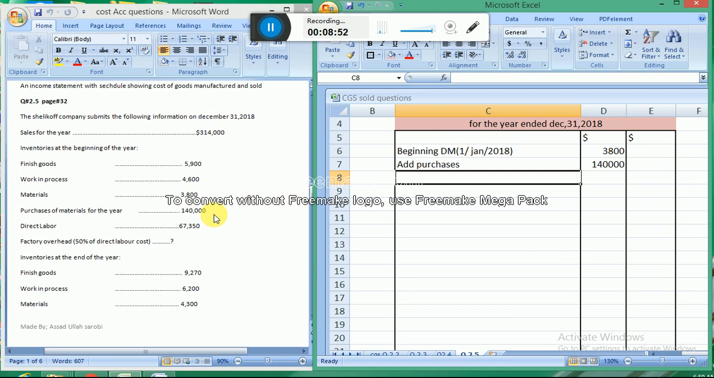When the company purchases the direct material, they are shifting those direct materials to the factory. So some transportation in cost also takes place, which will be added to the purchases amount. If transportation in is given, it will be added to the purchases. But here in the question there is no transportation in.